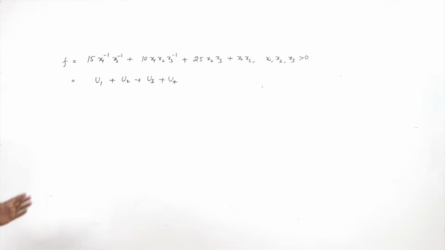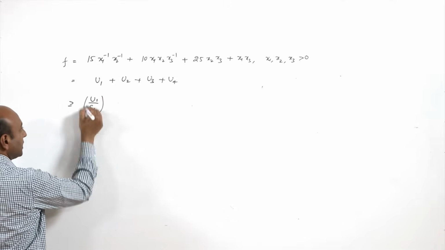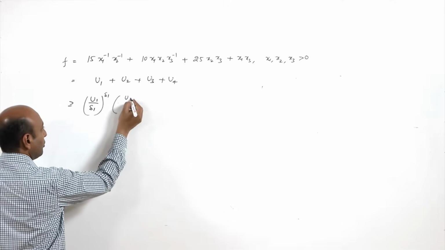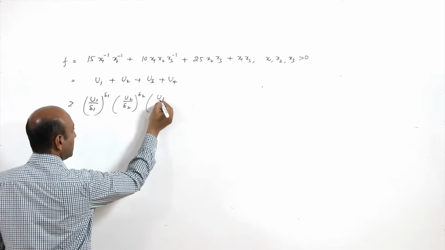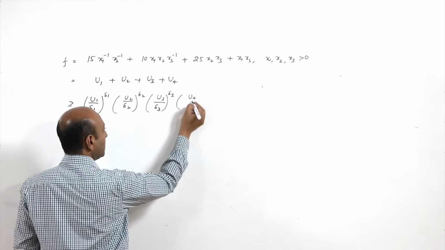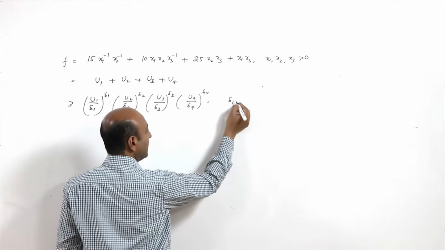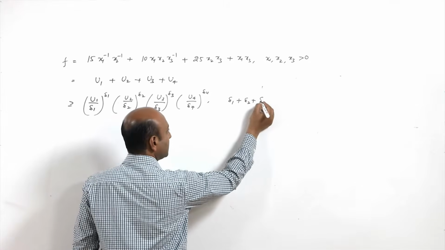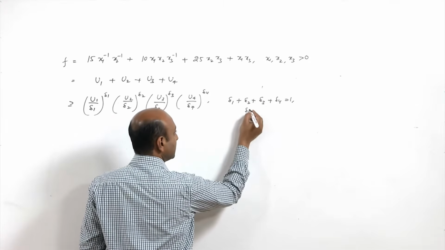Again we will use that inequality, the arithmetic geometric inequality. It is greater than or equal to u1 upon delta 1 whole raised to power delta 1, u2 upon delta 2 whole raised to power delta 2, u3 upon delta 3 whole raised to power delta 3 and u4 upon delta 4 whole raised to power delta 4, such that delta 1 plus delta 2 plus delta 3 plus delta 4 is 1 and delta i's are greater than 0 for all i.